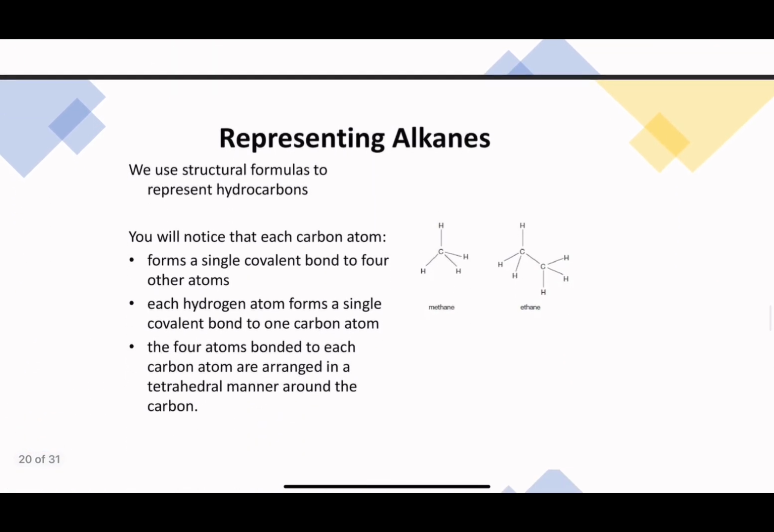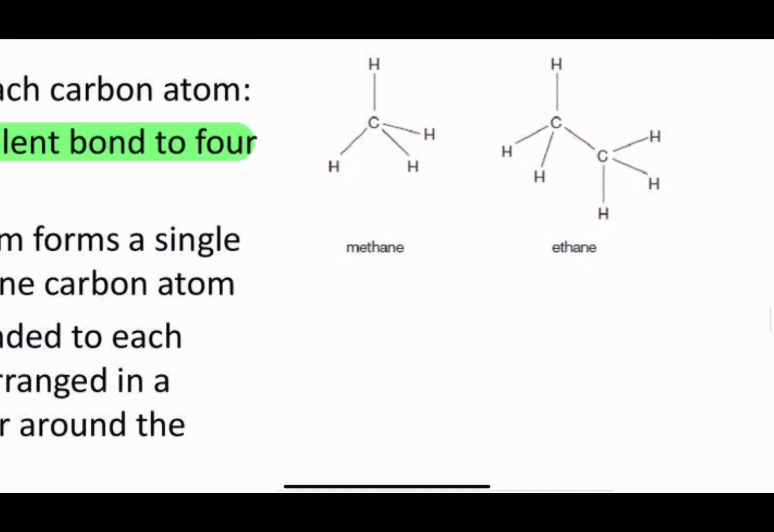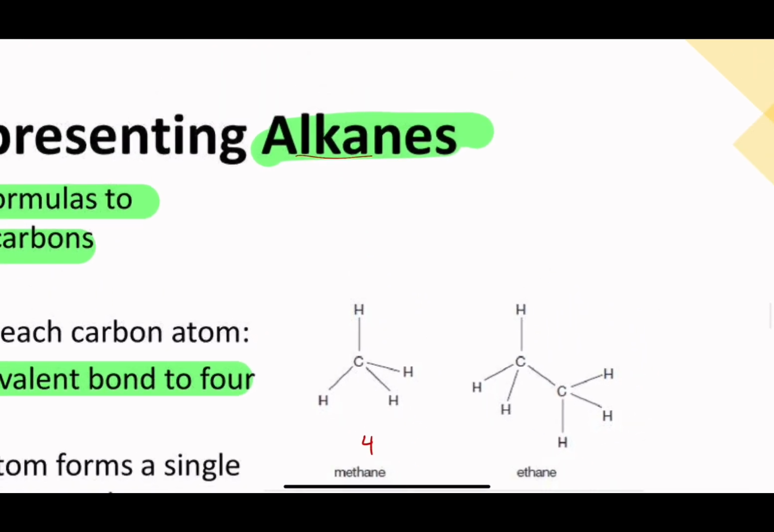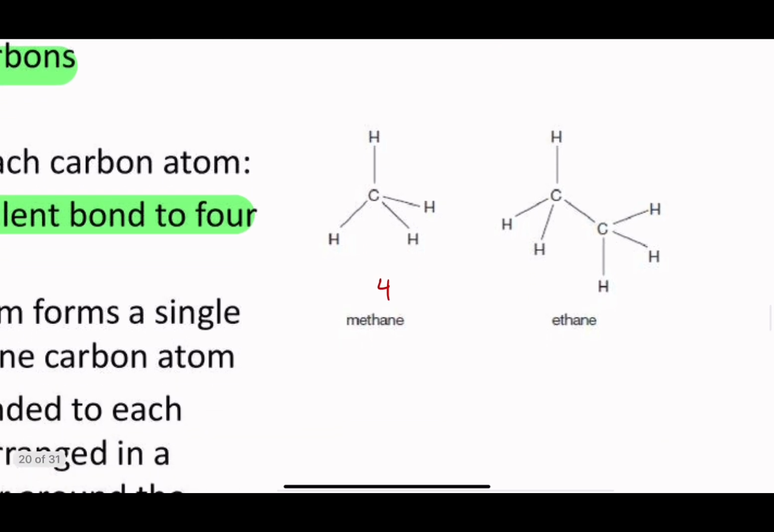So, representing alkanes. Now we use structural formulas to represent hydrocarbons. You will notice that each carbon atom forms a single covalent bond to 4 other atoms. This is alkane. I want you guys to really pay attention here. I said that carbon has a valency of 4, right? Meaning that it needs to have 4 bonds. But because alkane only forms single bonds, I will have 4 single bonds. You see, I have 4 single bonds.